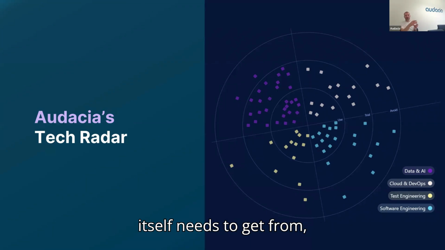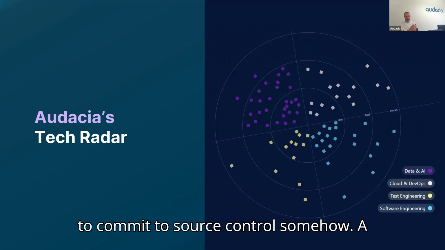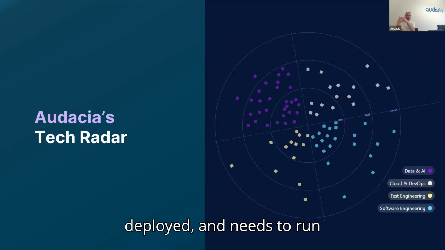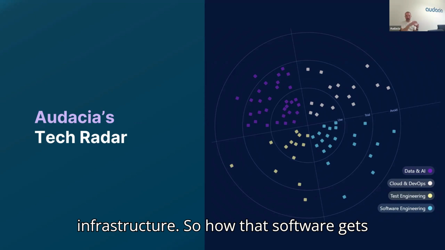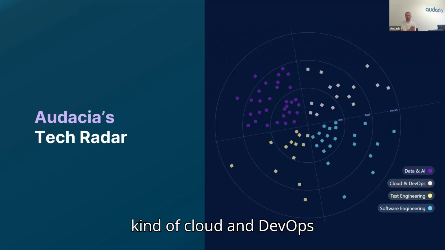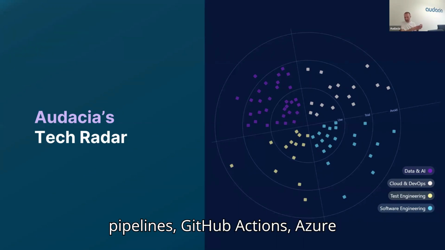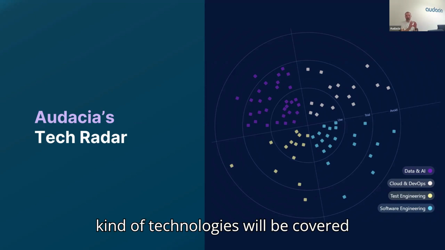The software itself ultimately needs to get from a software engineer's laptop, so they need to commit to source control somehow. That software needs to be compiled, deployed, and needs to run in usually some kind of cloud infrastructure. So how that software gets built, deployed, and actually runs in the cloud is all covered by that cloud and DevOps quadrant. So, things like CI/CD pipelines, GitHub Actions, Azure pipelines, things like that. All those kinds of technologies will be covered within that quadrant.